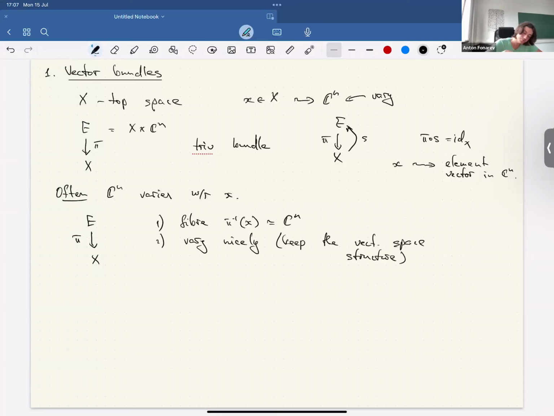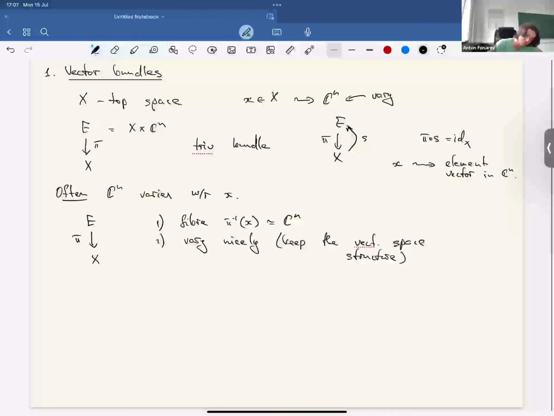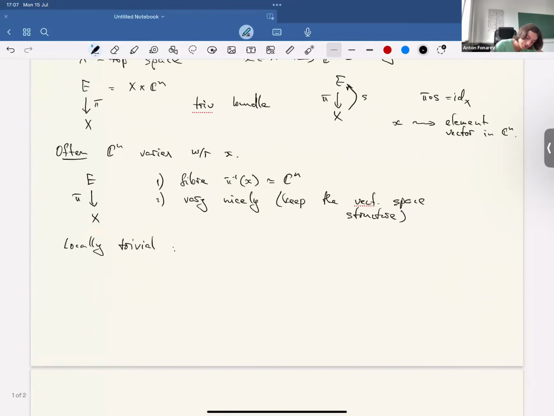All right. So how do you keep the vector space structure? Well, in order to keep the vector space structure, this is what you do. You want to say that it's locally trivial, so you can choose, and this is important, that you can find an open covering. So what's a covering? A covering is a representation of X as a union of U_alpha, where these are open.